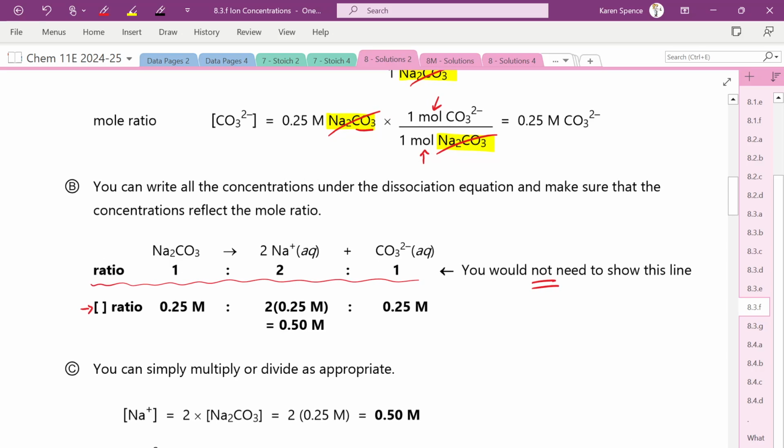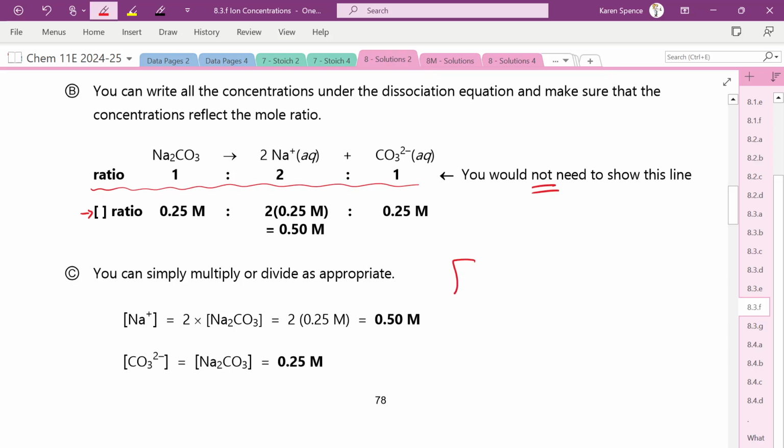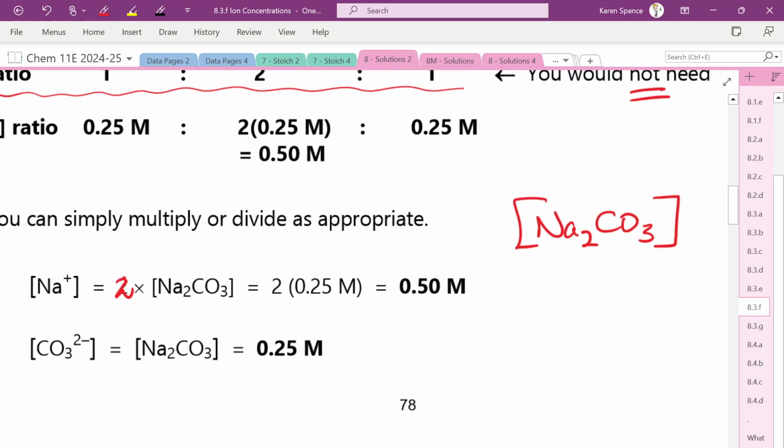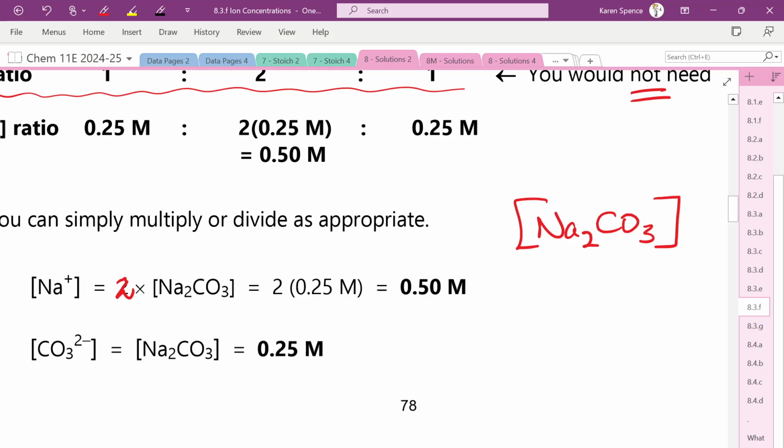Or if you're like, wow, all of those just seem like way too much work, you can just say, okay, I know that I have 2 Na in every Na2CO3, so sodium will be twice as concentrated. So I'm just going to take Na2CO3 times 2. And I know that there's only 1 CO3, so it'll be the same as Na2CO3, so it's just 0.025. Any of those are acceptable ways of showing your work. Pick the one you like.